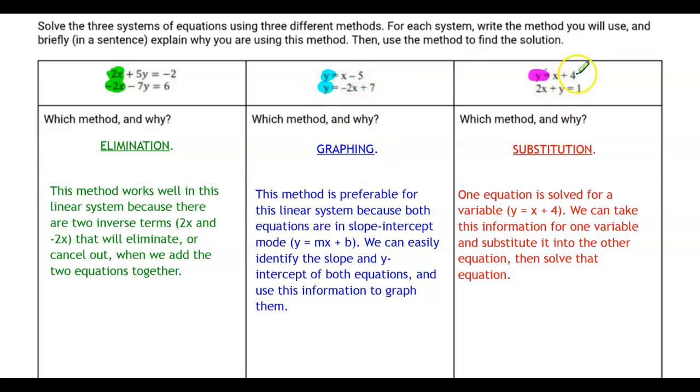And lastly, the substitution method only requires one of the equations to be solved for one variable. It could be solved for y, could be solved for x, could be solved for whatever variable you want. If one of the variables is solved for already, you'll substitute that expression, whatever it happens to be, into the other equation and then solve that equation. In other words, you're combining the two equations together.